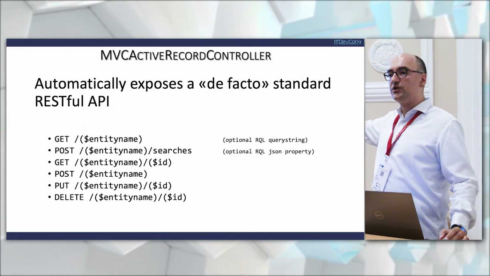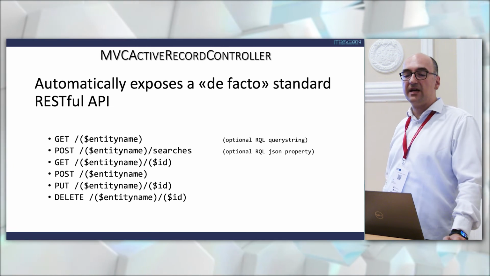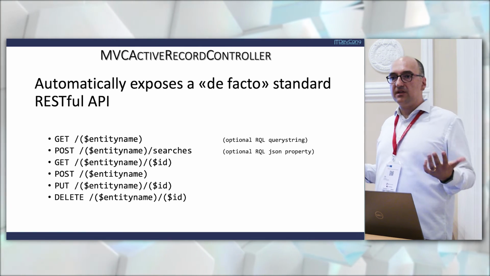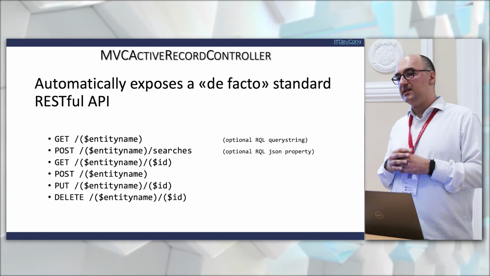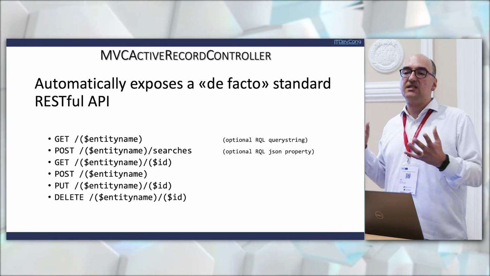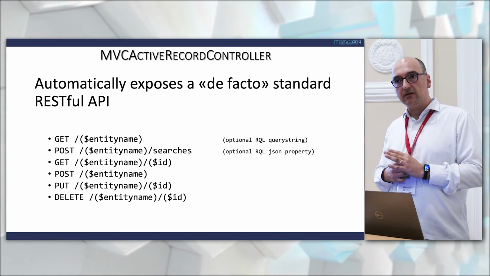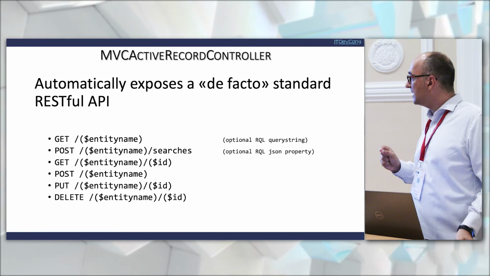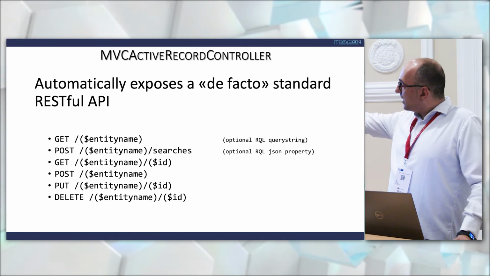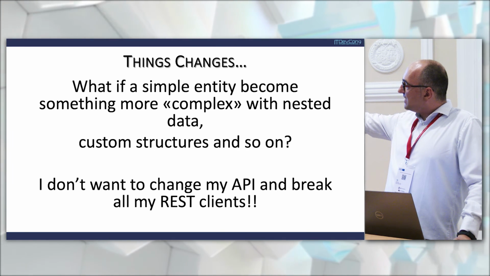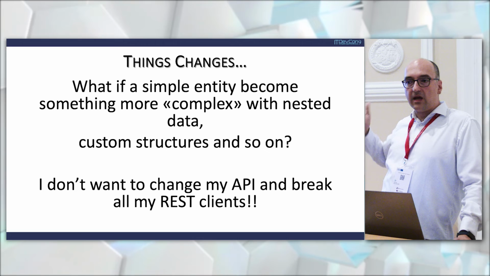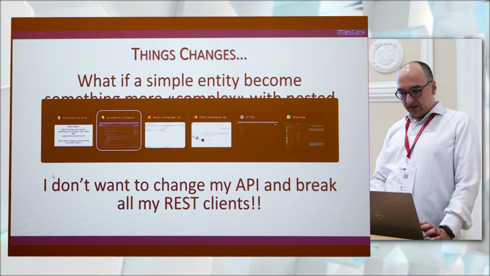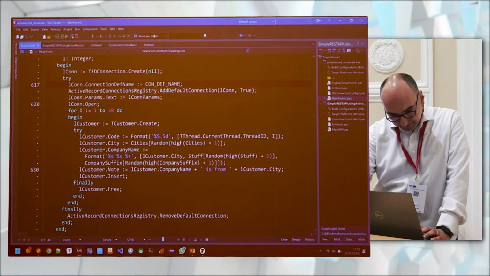This is the API which is automatically exposed by the Active Record controller, which is not a standard, because REST is not a standard, it is an architectural design, but this is more or less a de facto standard, okay? You can also disable single elements from the exposing. This is what the MVC Active Record controller allows us without any work. And this is done here. Let's check.